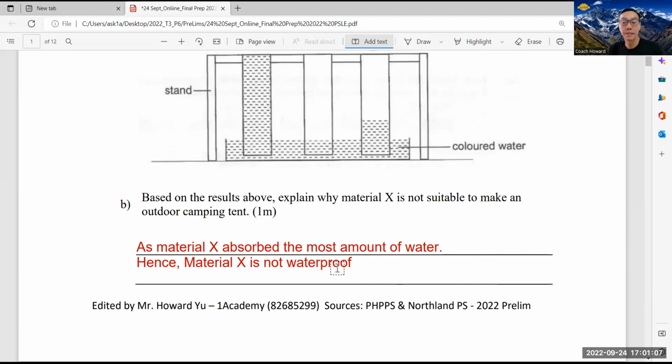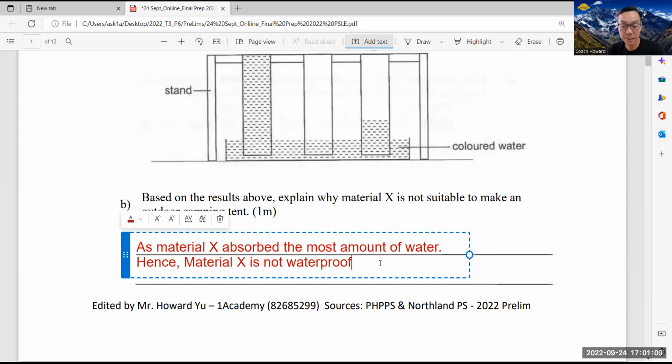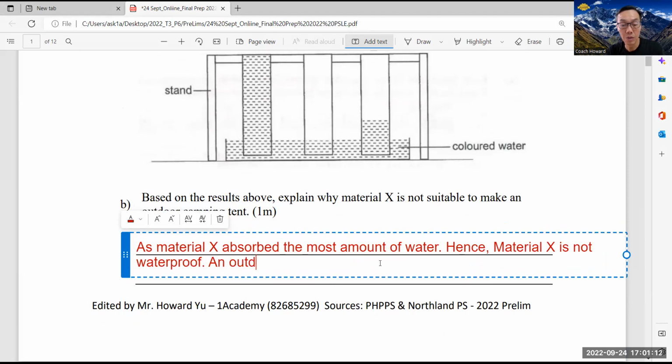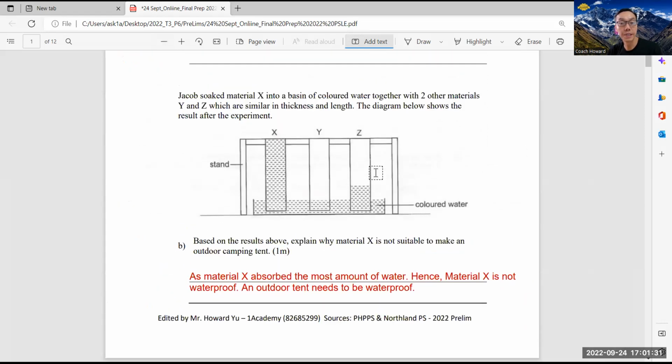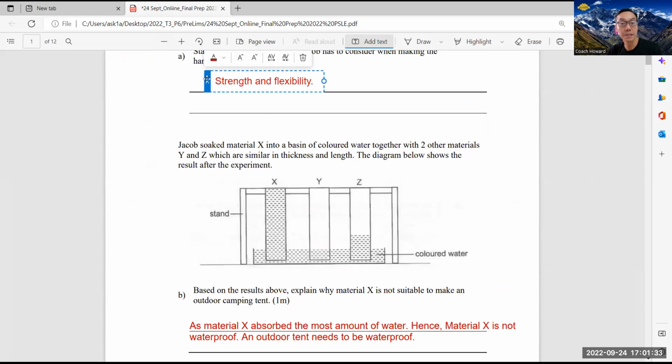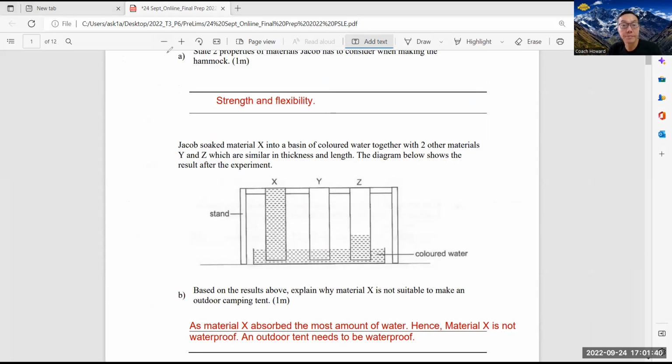An outdoor tent needs to be waterproof. So we have done these 2 questions. Again, I screen share and send to you now. Next question.